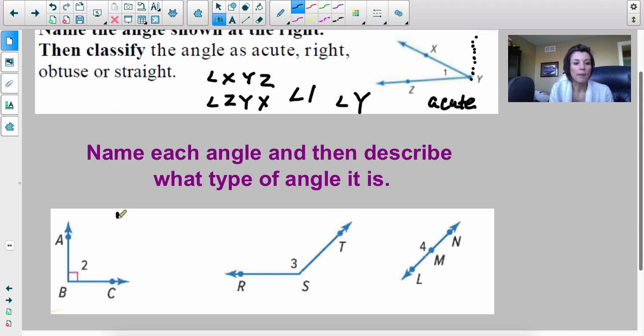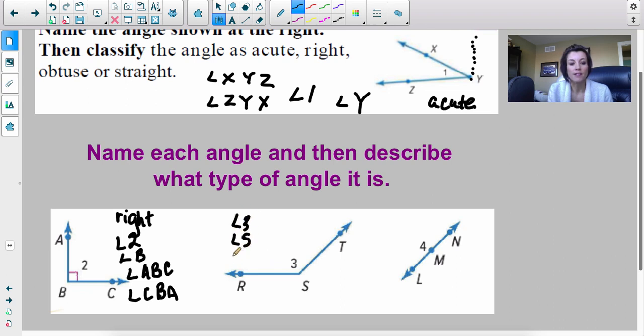So I see that box right away. I'm going to call this a right angle. I can also call this angle 2 because that's the number inside the angle. I can call it angle B because that's the vertex. And if I'm going to use my capital letters, I have to go in order: angle A, B, C with that vertex being that middle letter, or angle C, B, A. All right, number 2: angle 3, angle S, angle R, S, T, and angle T, S, R.